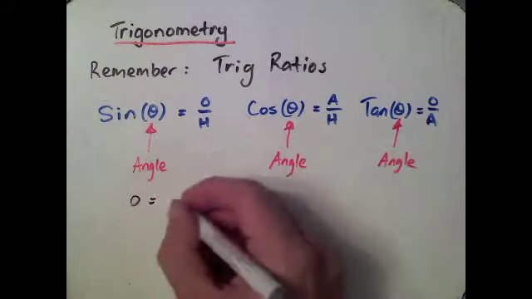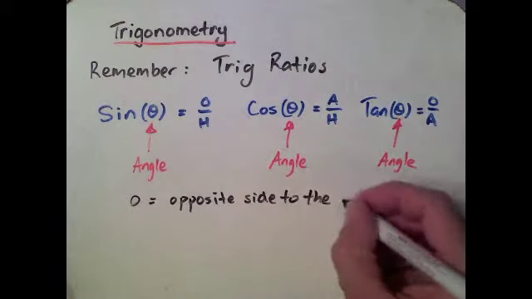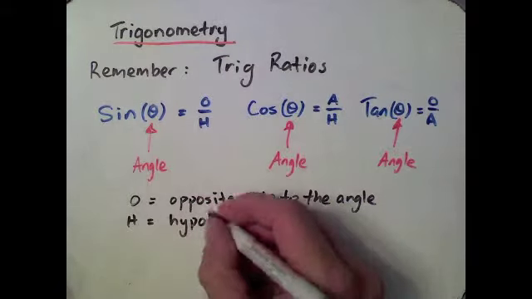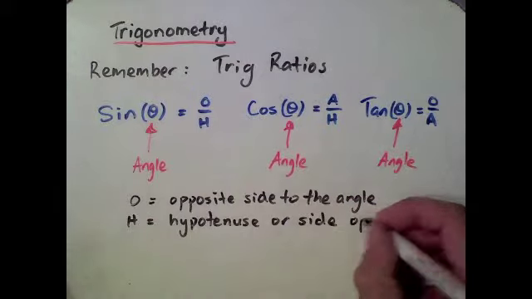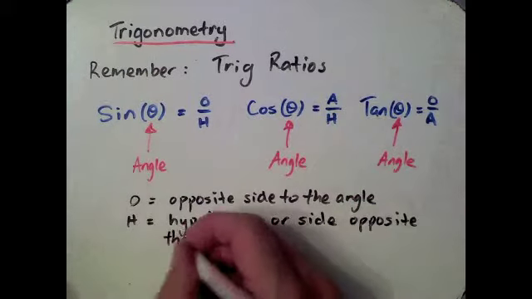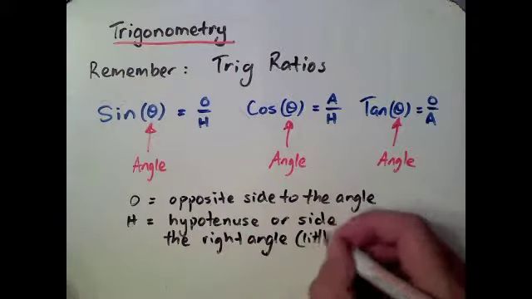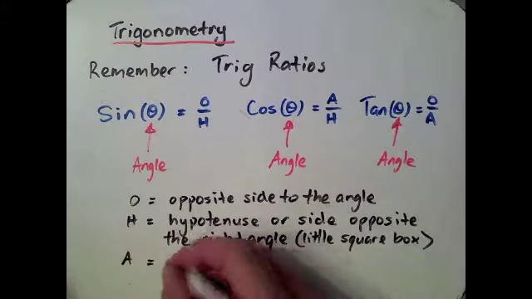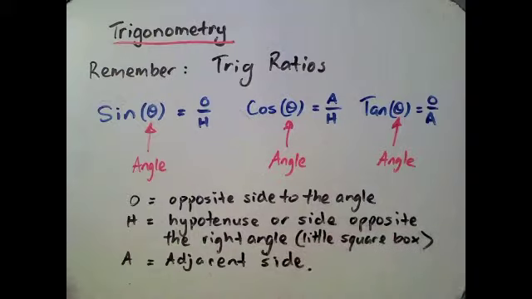Alright, the O side, now this side is the opposite side to the angle we're going to use. The H side, this is the hypotenuse side, the longest side in the triangle, and it's always opposite the right angle. So the H side is opposite the right angle. That is the little square box that we have inside our right angle triangle. Now the A side is the adjacent side, and that's the side that's left over, or the side that's next to the angle that we're going to be using as well.